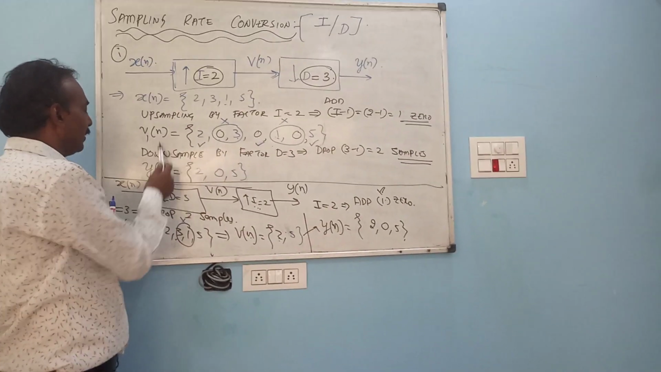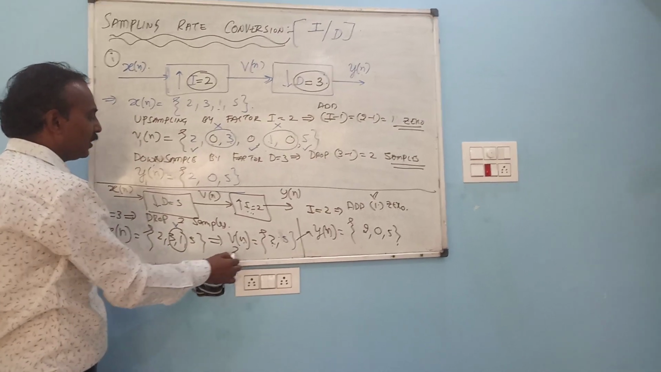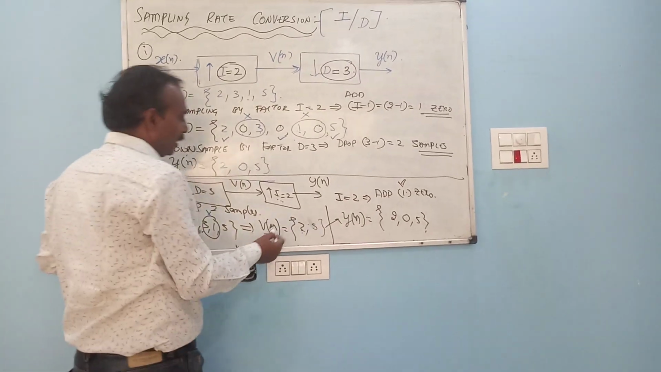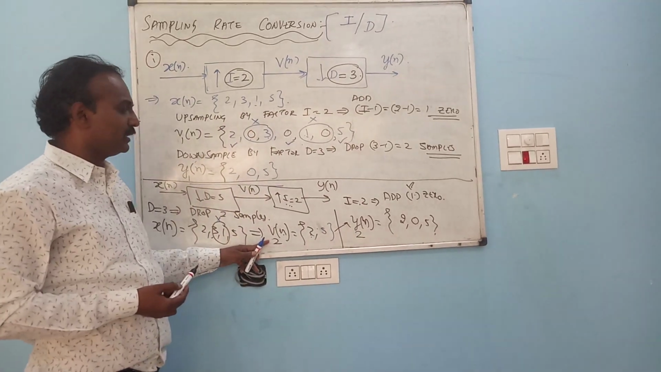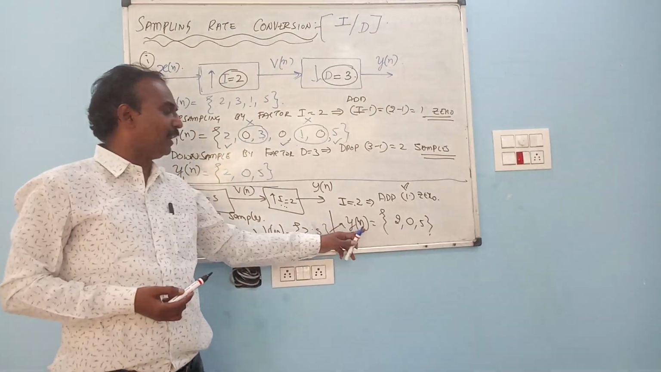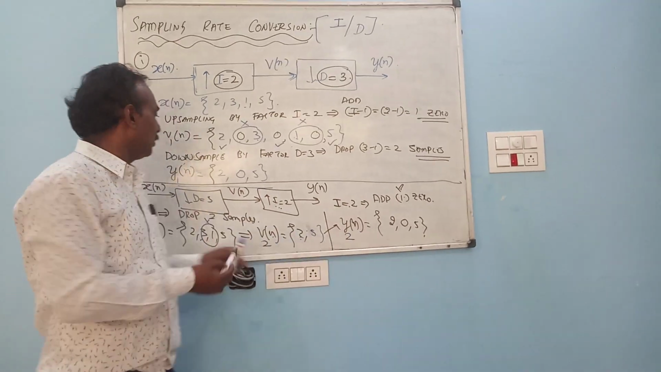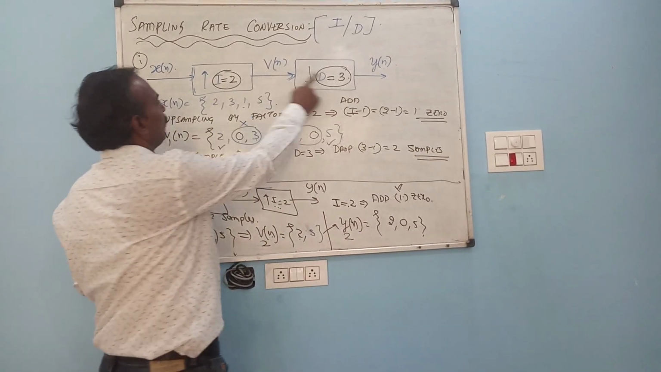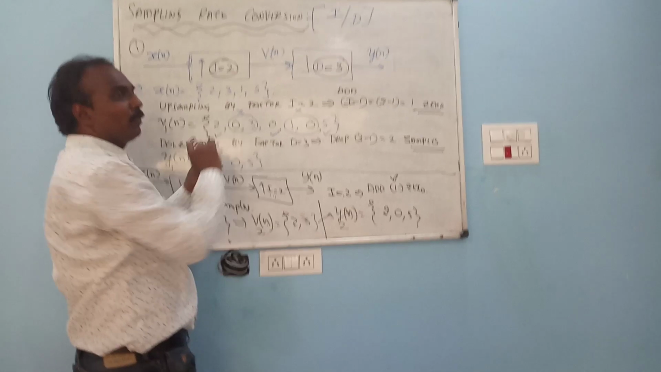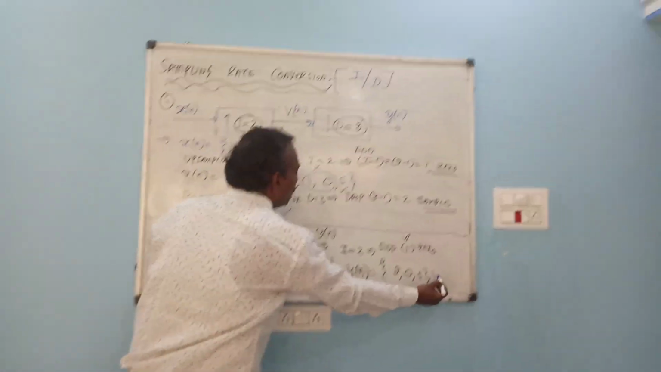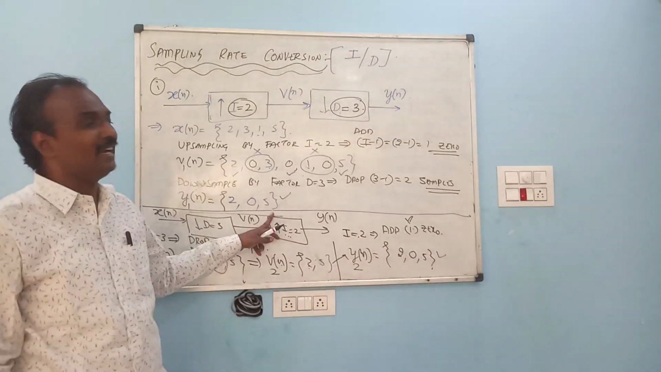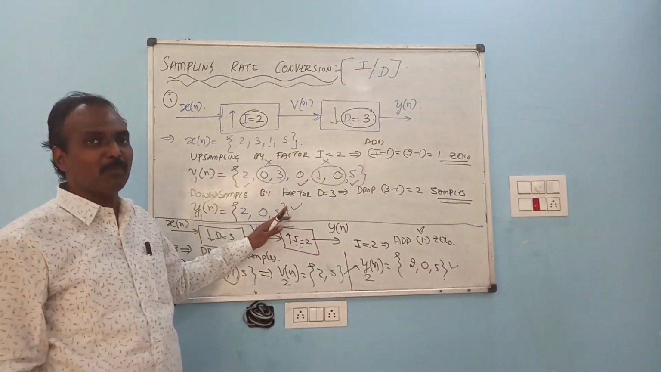So first we upsampled by factor 2 and then downsampled by factor 3, giving v1 and y1. In the reverse order, we downsampled and then upsampled, giving v2 and y2. Now we see that the upsampling and downsampling factors 2 and 3 are co-primes. Since they are co-primes, there is no change in the output, right? This is the simple point you have to understand.